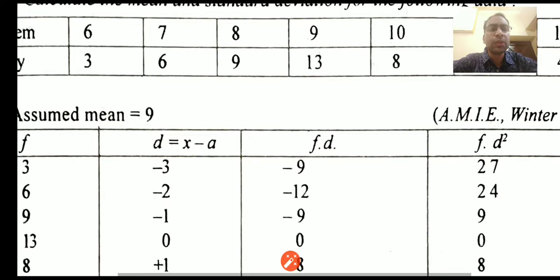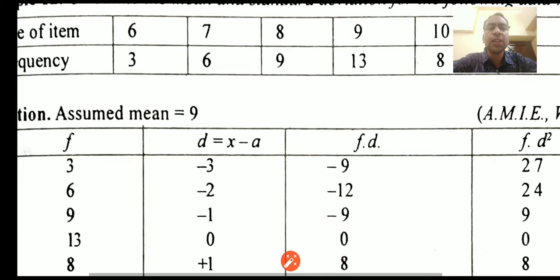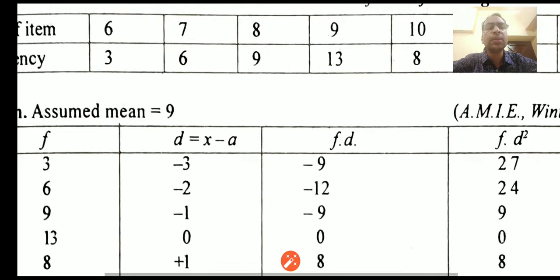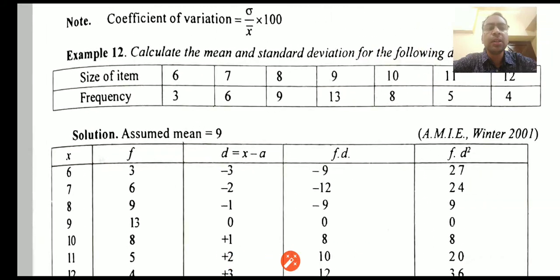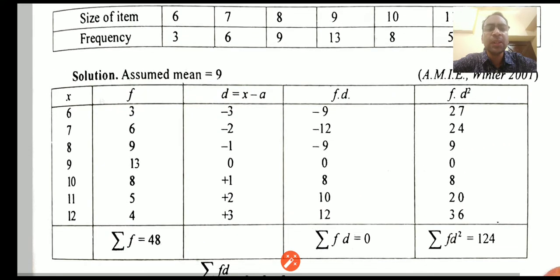FD square. So we need to have D square first. D square, minus 3 into minus 3, will be 9, and multiplied by F, 9 into 3 will give you 27. In the same way, we can calculate and construct the whole table for all the classes.